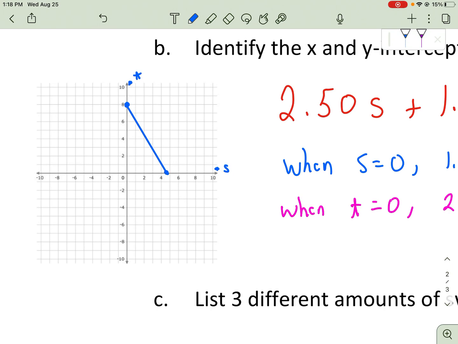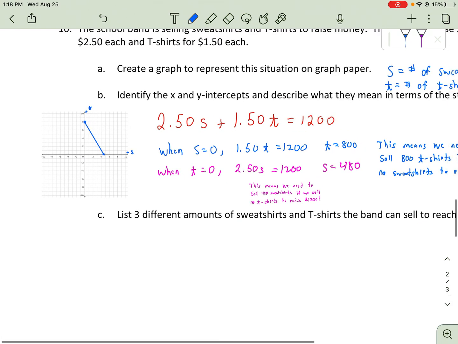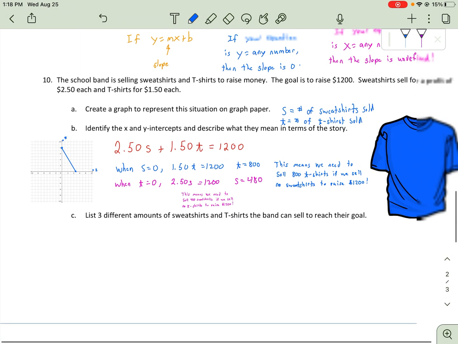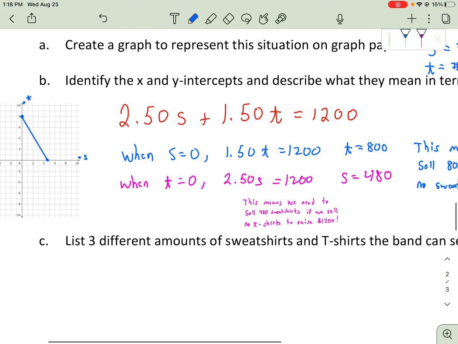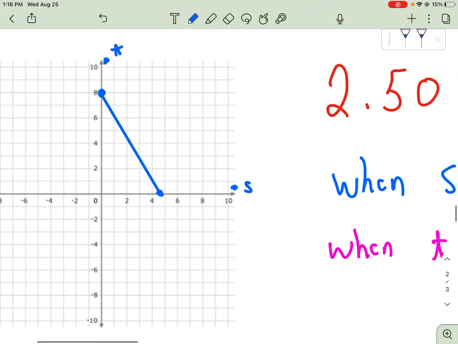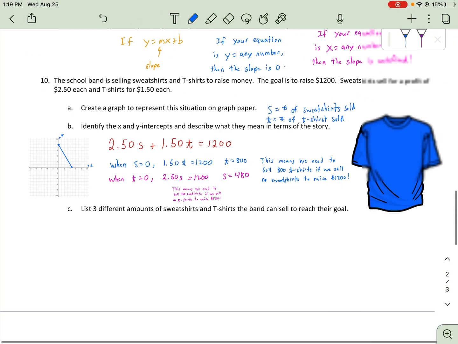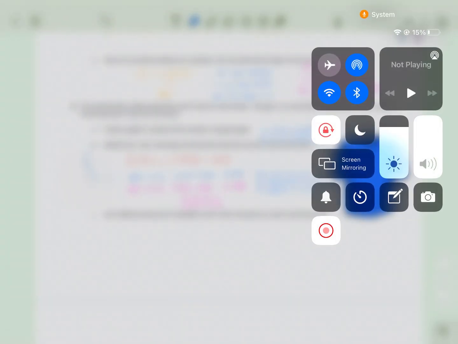And it actually can't extend beyond that for the sake of the problem, because then we would have either a negative amount of sweatshirts sold or a negative amount of t-shirts sold, which doesn't make any sense. So that's actually what the whole graph would look like. And it says list 3 different amounts of sweatshirts and t-shirts the band can sell to reach their goal. So you can just plug in different amounts for S and figure out what T would be. You can also get it from the graph, but it's a little hard to get it from this graph because of the scale. All right, that is it.